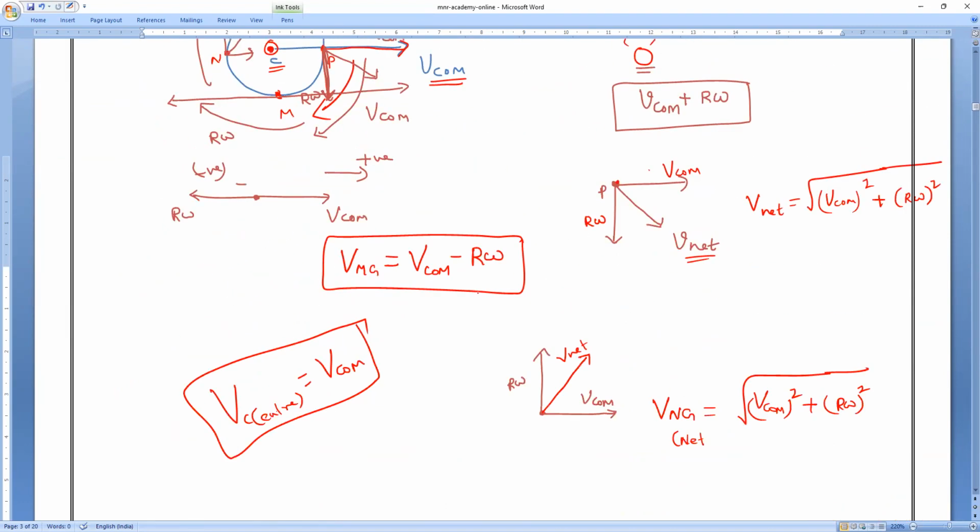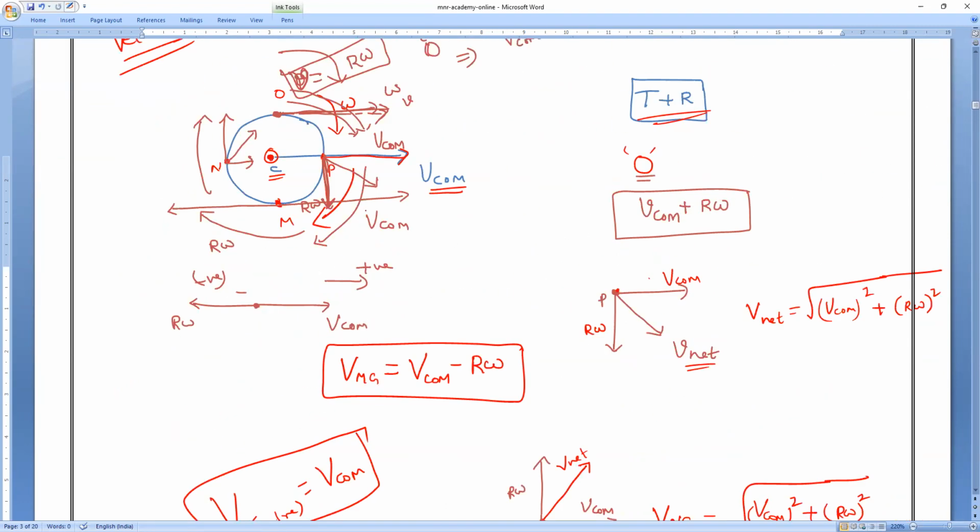Clear? Four different places. And the velocity of C is not going to change. The position always remains constant, which is equal to the velocity of the center of mass. Okay. Any doubt? Ask me.